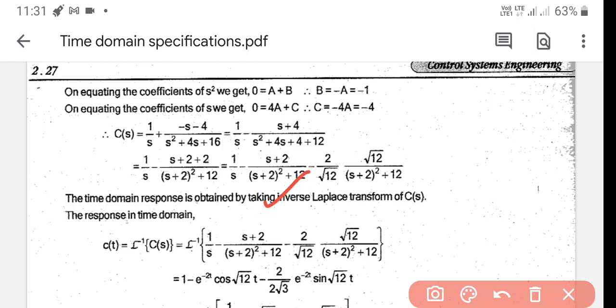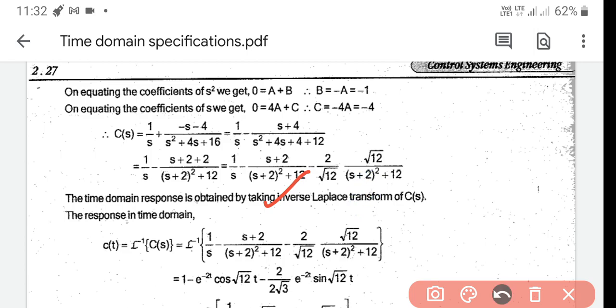Then you are splitting the remaining terms: 2 by root 12, into root 12 by s plus 2 whole square plus 12. Why are you selecting root 12 here? Because it should be s plus a whole square plus b square, but we cannot write 12 as a perfect square, so we take it as root 12.